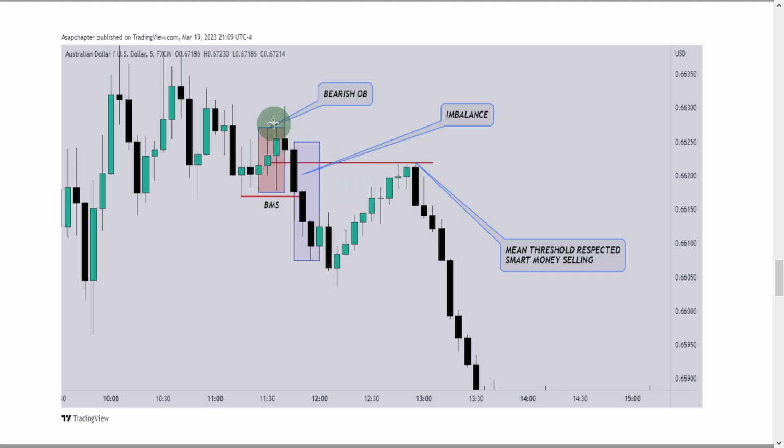Your stop loss is just above the bearish order block. Okay, just above that. So you see how smart money add more sales to their position and move price lower.